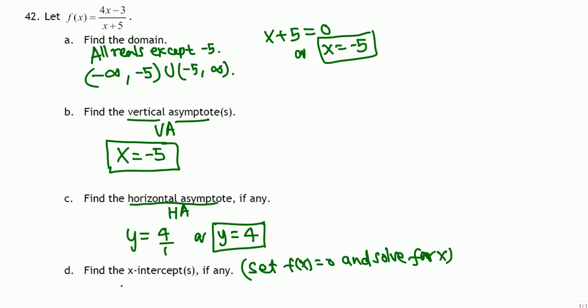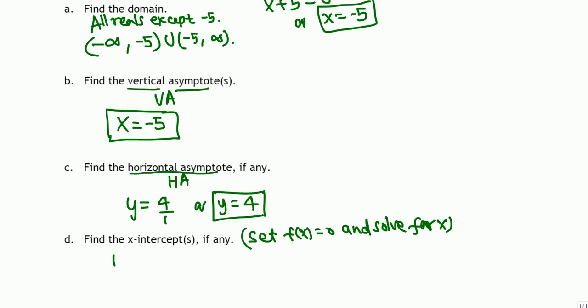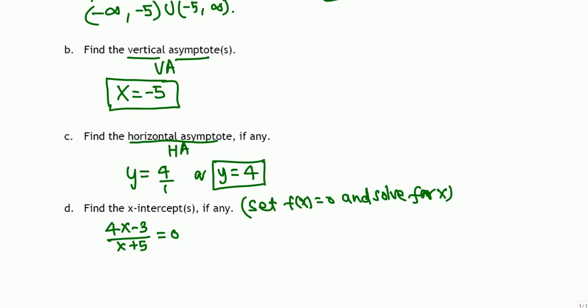So (4x minus 3) over (x plus 5) equals 0, and solve for x. Okay, a fraction equals 0, and this 0 is the same as 0 over 1, and cross multiply to solve for x. This one times 1 is 4x minus 3 equals this one times 0, which is 0.